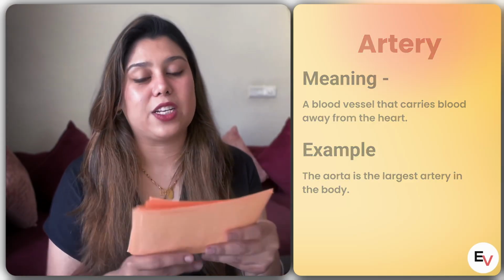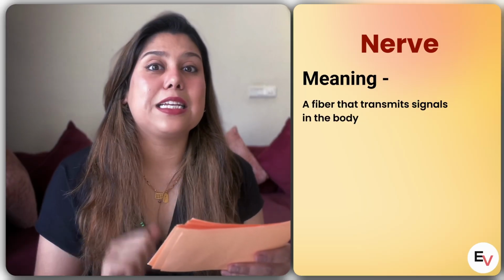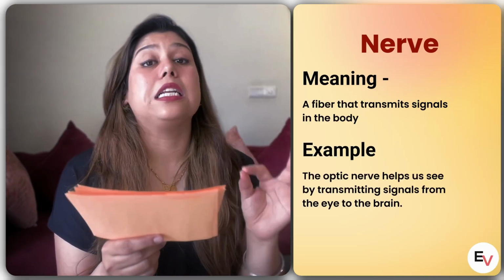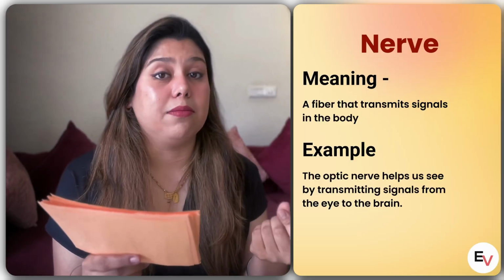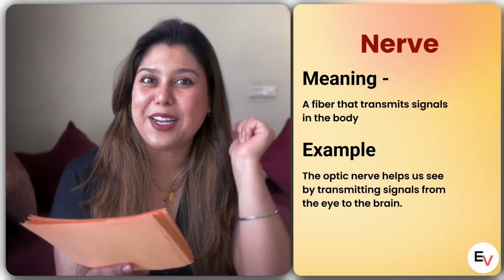Moving on to your next word, nerve. Repeat after me, nerve. It means a fiber that transmits signals in the body. Now let's frame a sentence with this word. The optic nerve helps us see by transmitting signals from the eye to the brain.